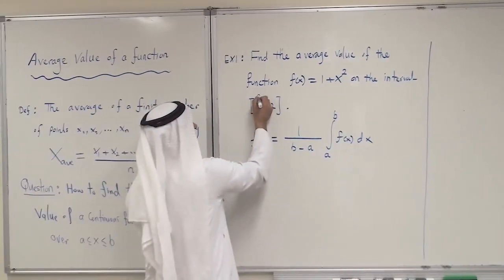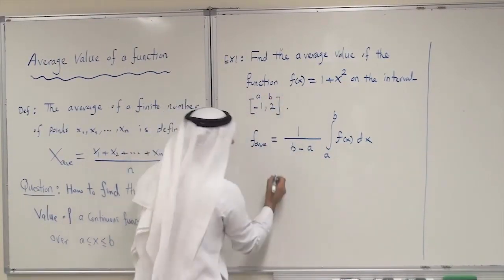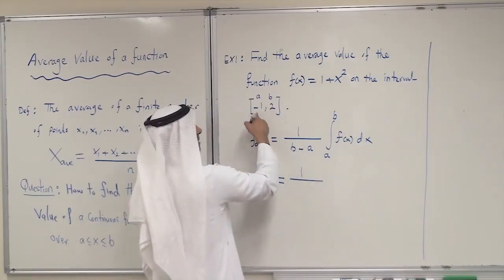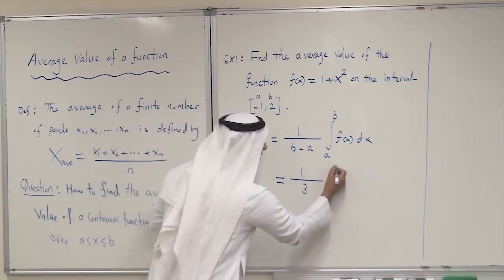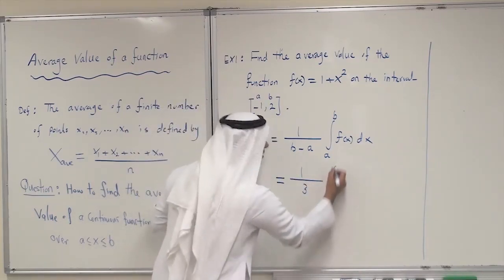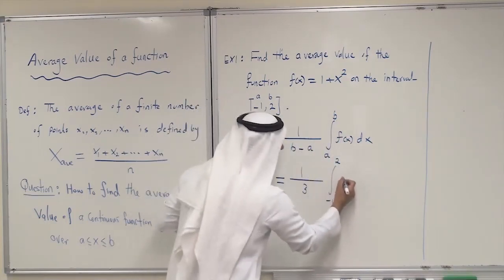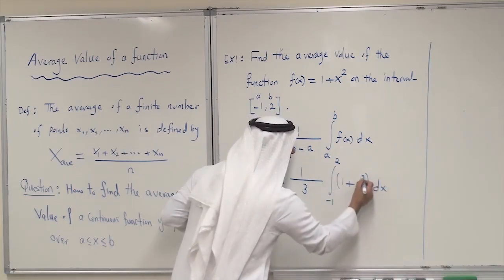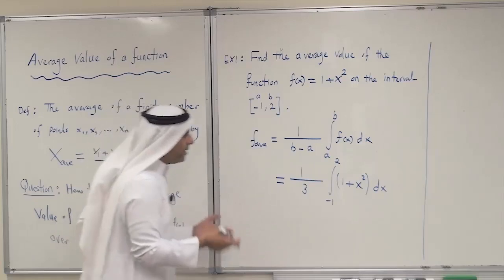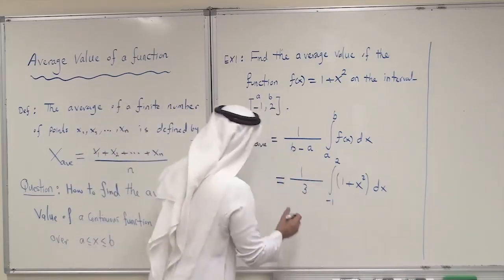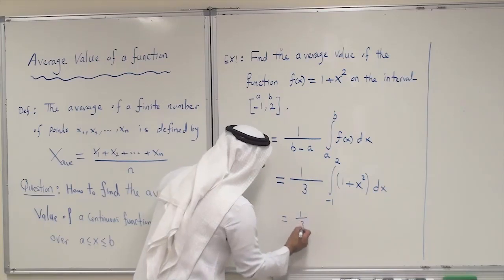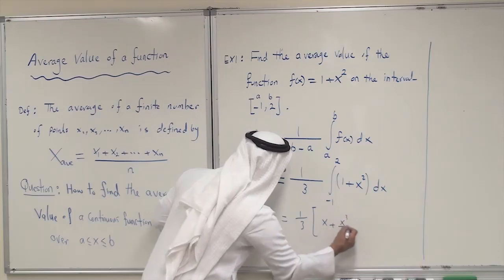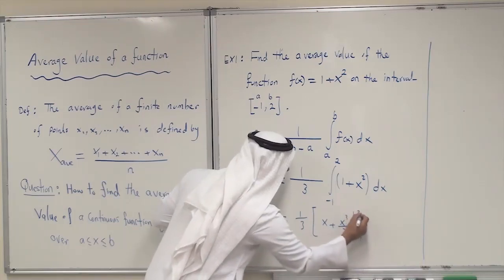So we just apply the formula here. We have a equal to minus 1, b equal to 2, and the function. So this is equal to 1 over b minus a, which is 2 minus minus 1, that is 3, times the integral from minus 1 to 2 of 1 plus x squared, integrating with respect to x. We now need to apply only the techniques we did for integrating and evaluating the integral. So it is 1/3 times, integrating, we get x plus x cubed over 3, evaluated from minus 1 to 2.